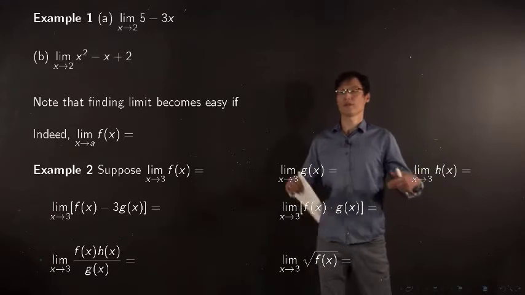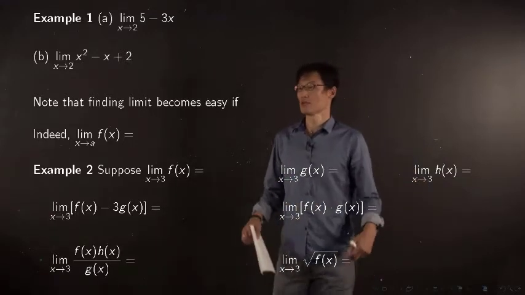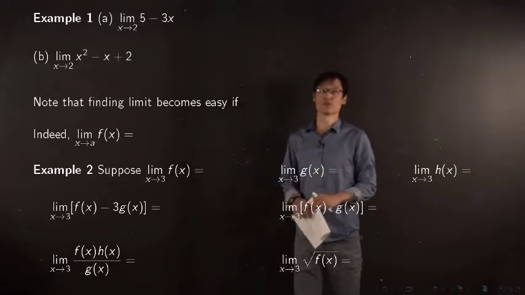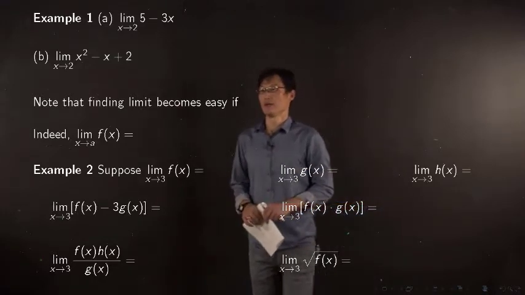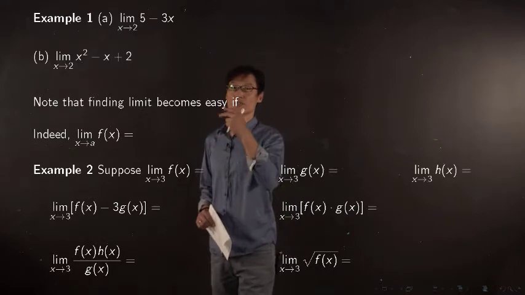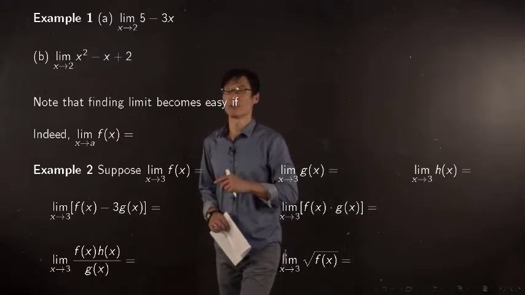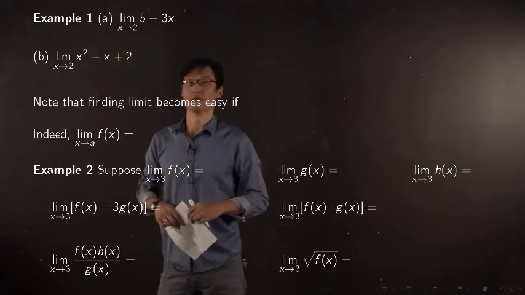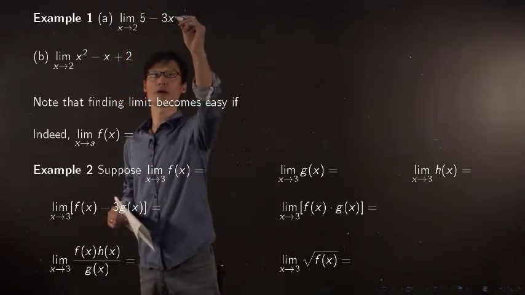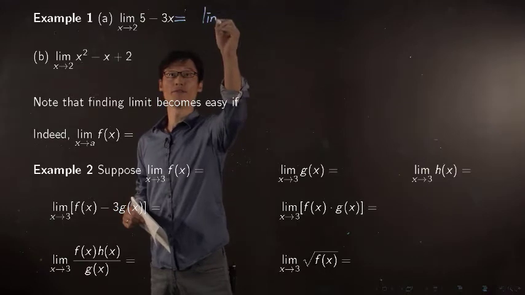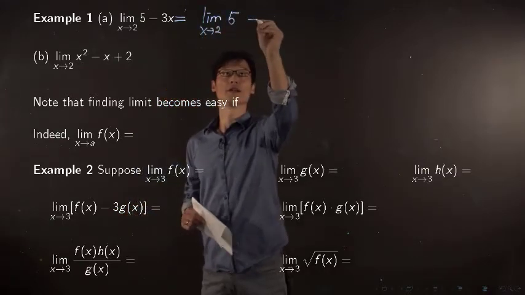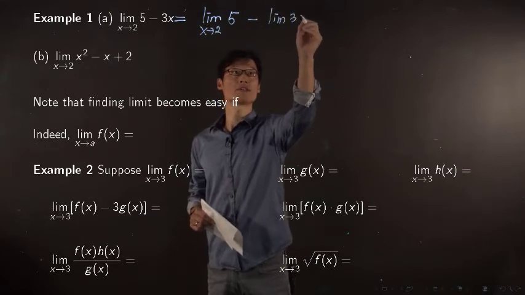So let us discuss some quick examples. We want to use the nice properties to find the limit of those functions. In the first problem, our function is a linear function with two terms. So the limit of this difference is the difference of the limits. So we have the limit of the first function, then the limit of the second function.